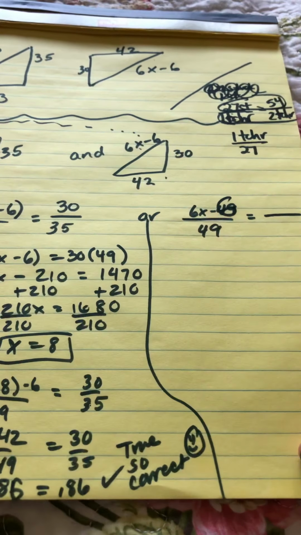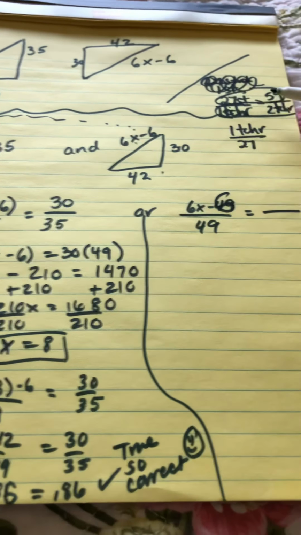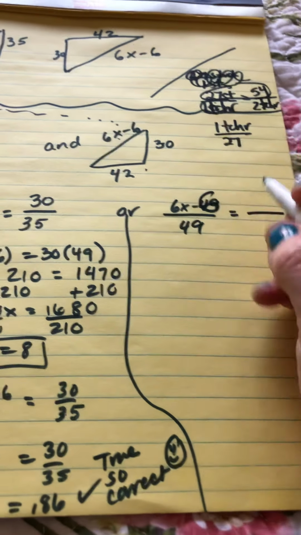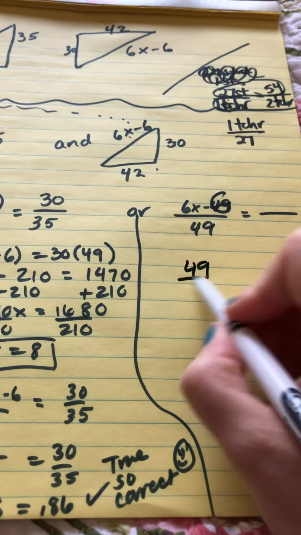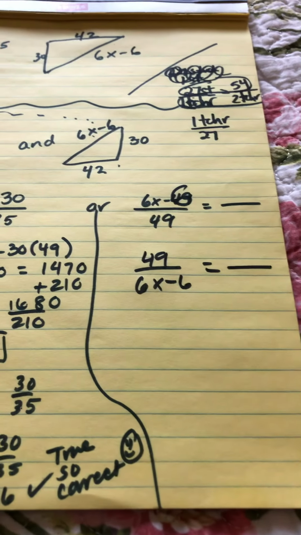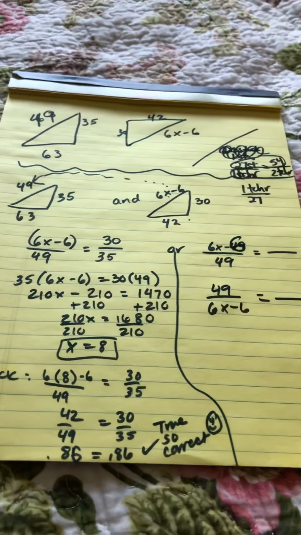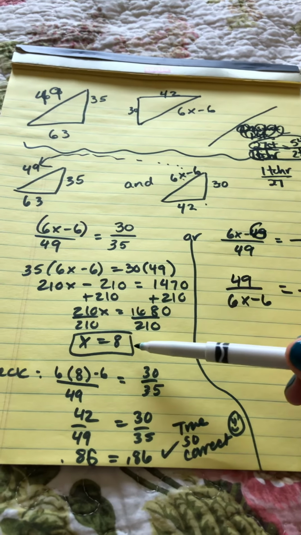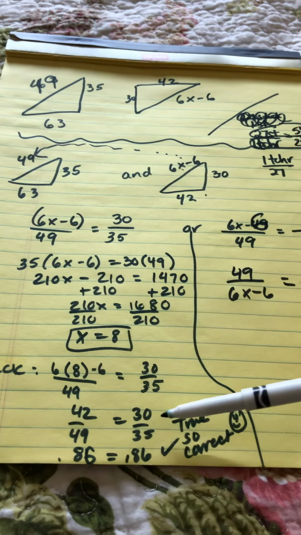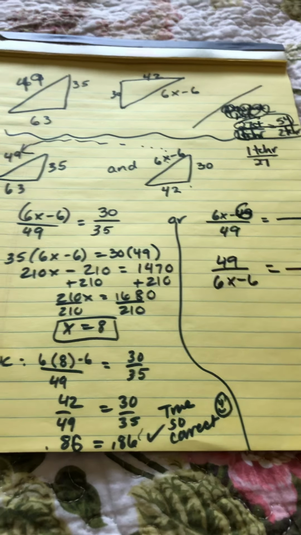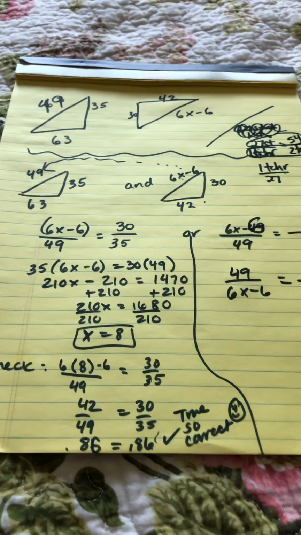Just looping back to this example where we had students divided by teachers, we could also have done 49 divided by 6x minus 6 as another proportion. So if you're comparing your work to a friend's, you might set up your proportions differently, but you both should end with x equals 8, and you both would check your work and make sure that you have a true statement. Hope that helps you with the next few questions.